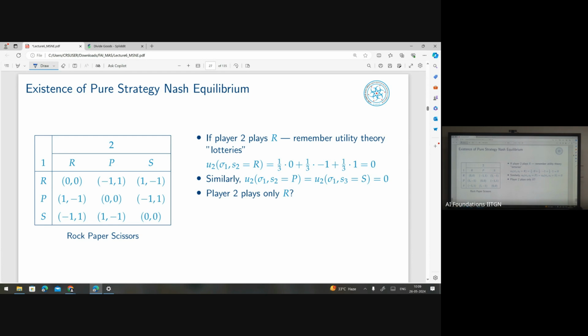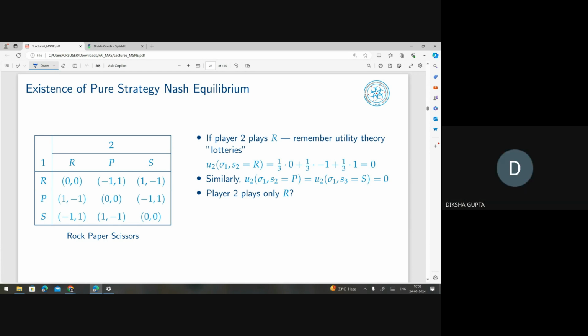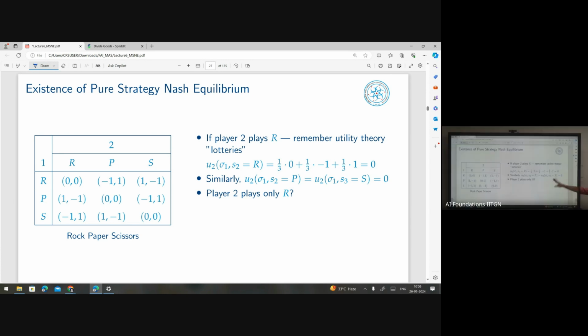No, what will happen if he plays only R? Why will player 1 keep randomizing? If player 2 only plays R, what will player 1 do? So now what is the utility it will get? If player 2 only plays R, there is no incentive for player 1 to randomize. We assume that player 1 is randomizing. But if player 2 only plays R, there's no incentive for player 1 to randomize.